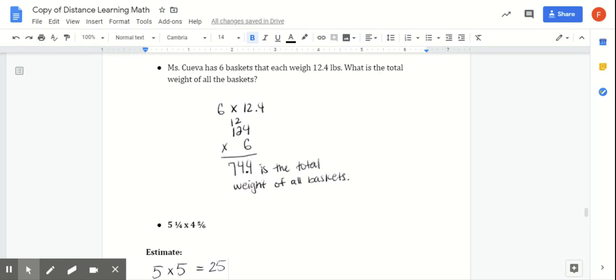Now, again, remembering the rule of the decimal point, I'm going to count the number of place values after my decimal point, and that's going to tell me where to place my decimal point in my product. So we have 1 place value after the decimal point, so my decimal point is going to be 1 place value to the left. My final answer is 74.4 is the total weight of all baskets.